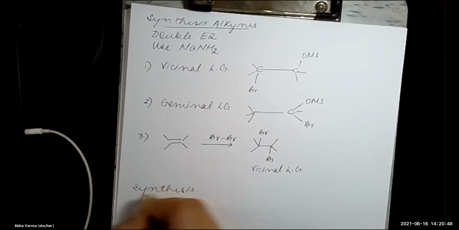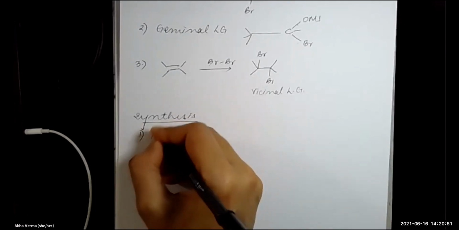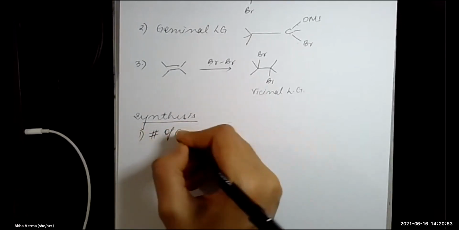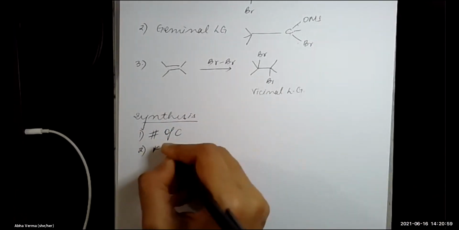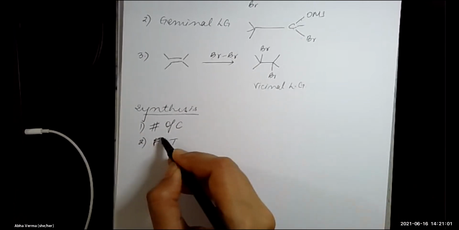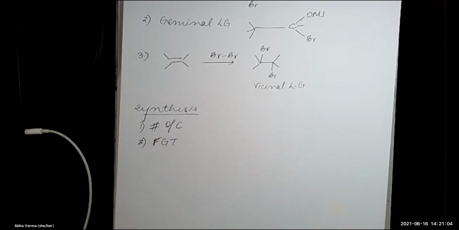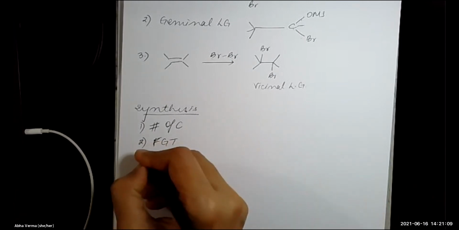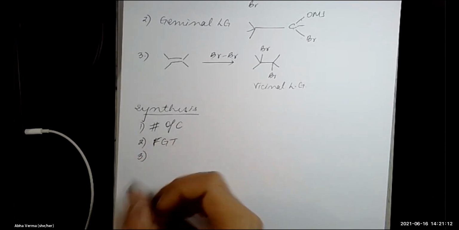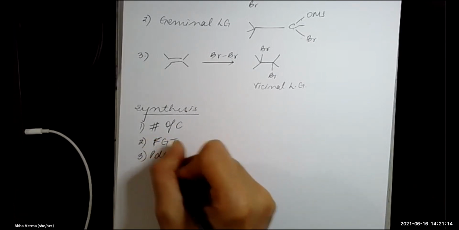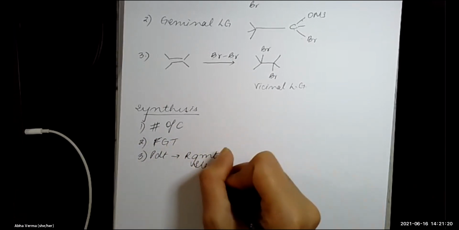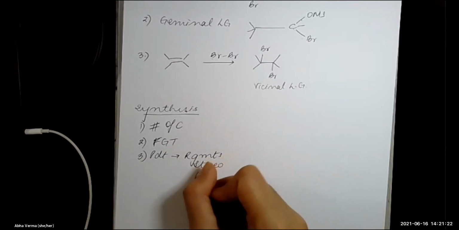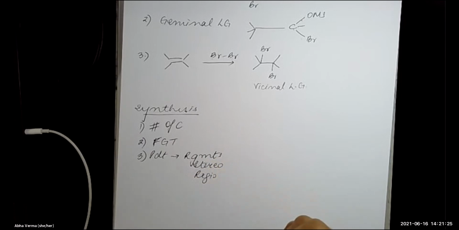So synthesis requires you to check the number of carbons in your starting and your ending material, and any functional group transformation, FGT. Are you making a double bond? Are you substituting? Are you doing an acid base? That would help you decide what kind of mechanism and reagents you need. And in your product, do you have any rearrangements? What has happened to the stereochemistry? What has happened to the regiochemistry?